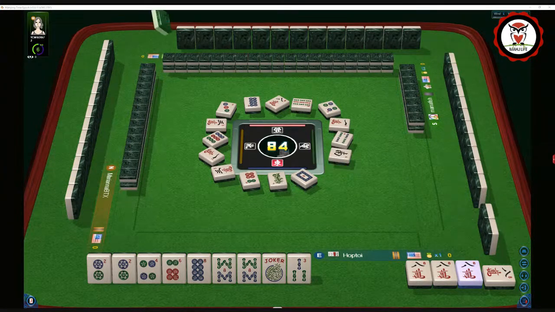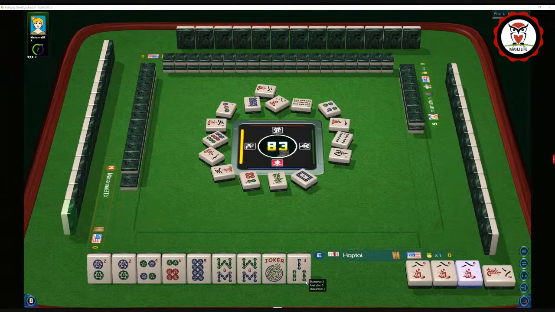South wind. We need that 8 bam before too long, because then we'll be ready on the 8. It's a little bit sketchy with this 8 dot. We need this 8 dot because that's our pair.